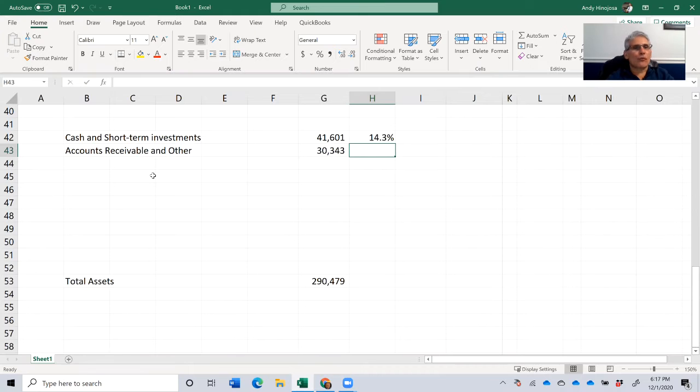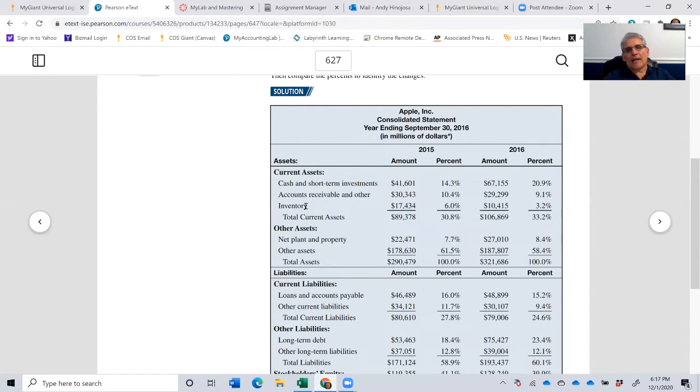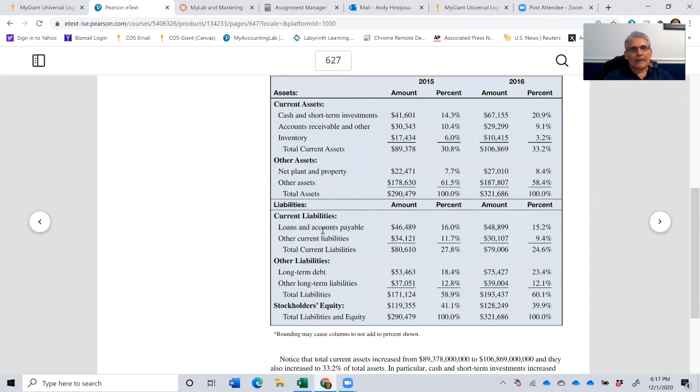So the amount for accounts receivable and other is 30,343. We'll take that, we'll divide it by the base. The base is total assets, 290,479. Percentage is 10.4%. And you do that for every one of these. You even do it for liabilities and stockholders' equity.